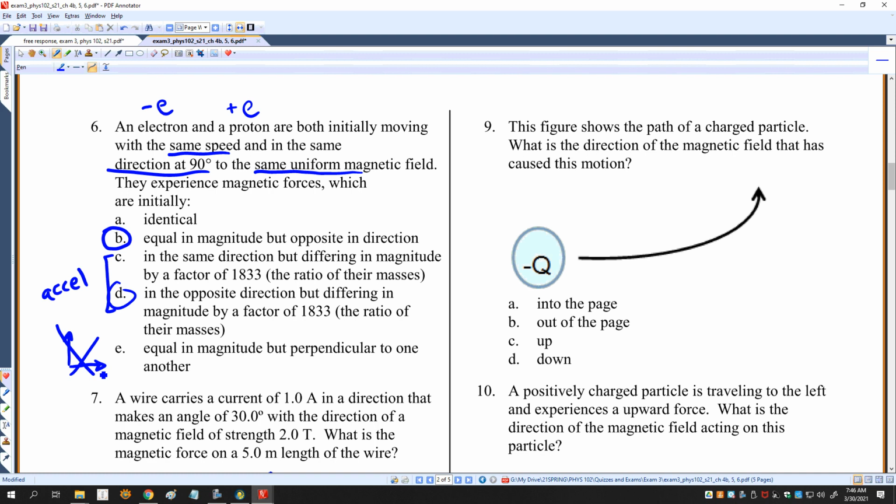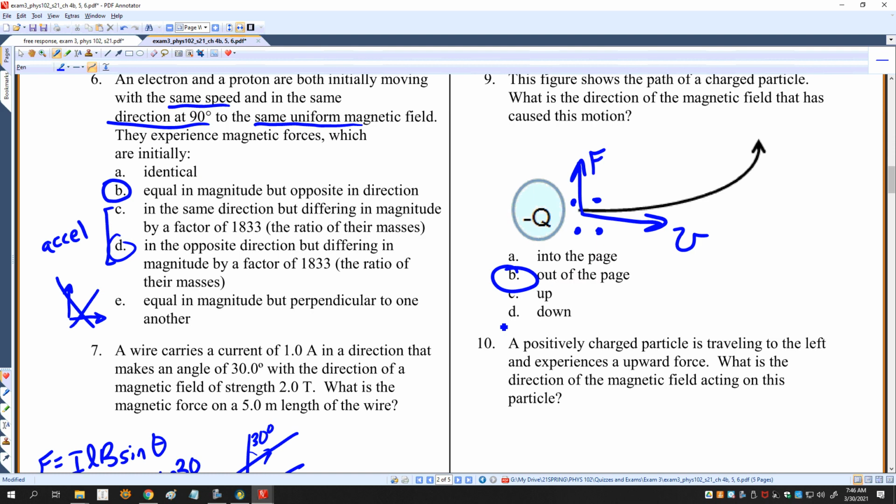This figure shows the path of a charged particle as the direction of the magnetic field that has caused this motion. Okay, so there's a couple steps in here. First of all, my velocity is in this direction and my force is in this direction. So I'll use my first application of the right-hand rule. Let my finger go in the direction of velocity, my thumb in the direction of the force, and then that gives me a magnetic field that is into the page. Oops, however, this is a negative particle, so I'm going to go back and fix that and say that the magnetic field that causes this is out of the page, so B is the right answer.